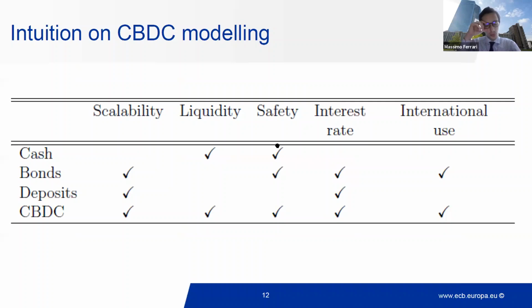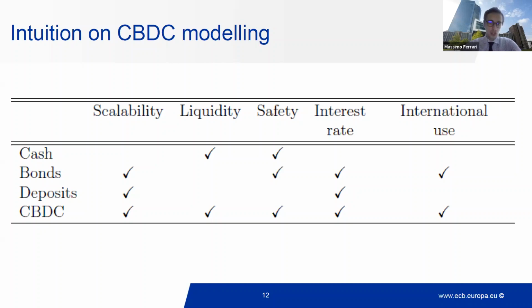Before going on, it's probably worth zooming a little into the characteristics of the different assets that agents can hold. As I said, one is cash. In the model, cash is very widely defined. So think about it as M2: everything that can be used as a liquid instrument in transactions. And the characteristic of cash in the model is that it is essentially super liquid. It is safe, but it does not bear interest and it cannot be used internationally. It also has some limited scalability, to give the idea that it's difficult to pile up a large amount of this instrument.